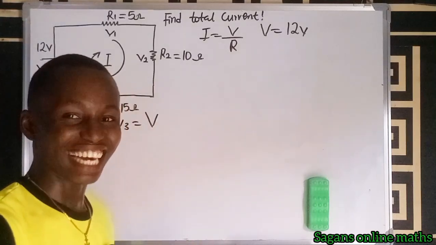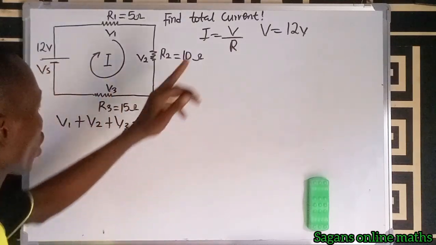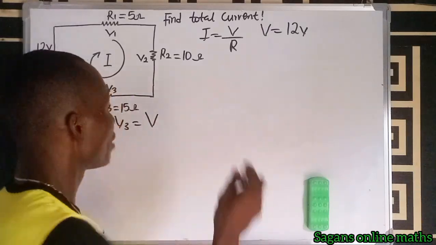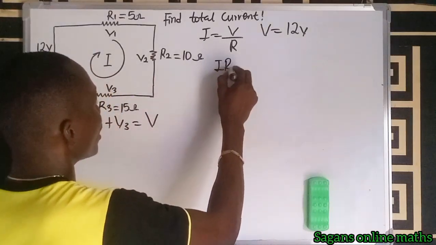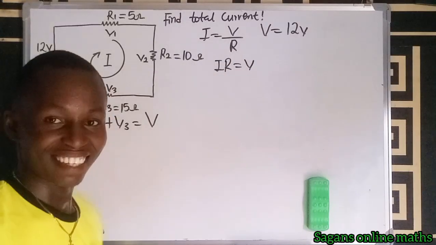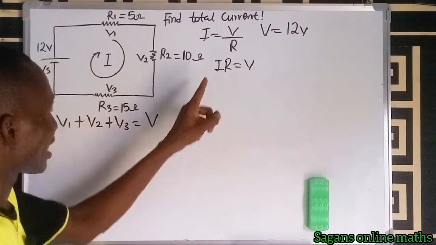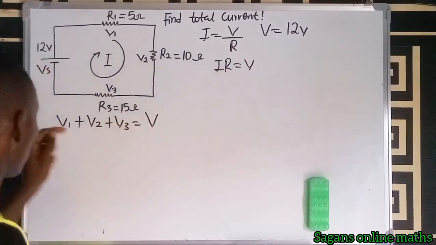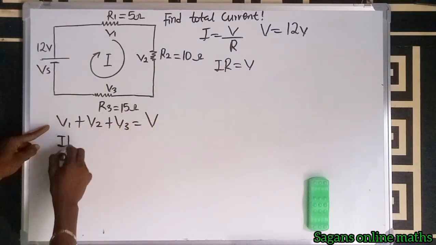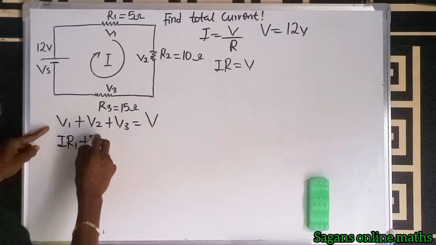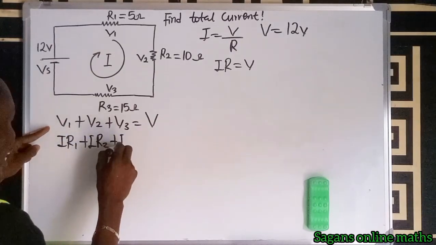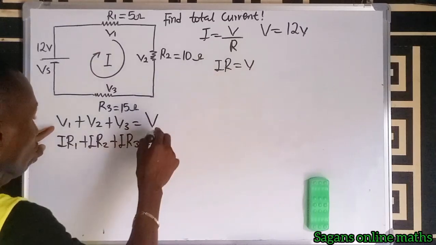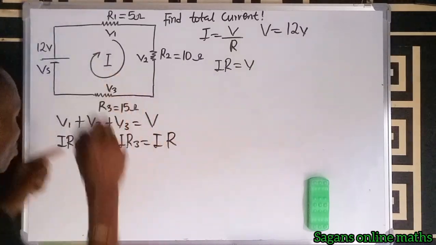I love this, right? Now remember, by the definition of Ohm's law, by making V, which is the source, the subject of the formula, V is equal to I times R. Interesting, right? So anywhere we see V, we have to put I times R. So from here, we have I times R1 plus I times R2 plus I times R3 is equal to the total I times R.